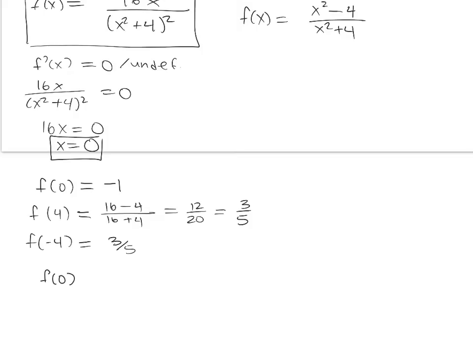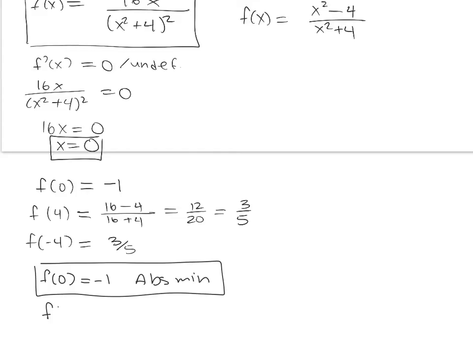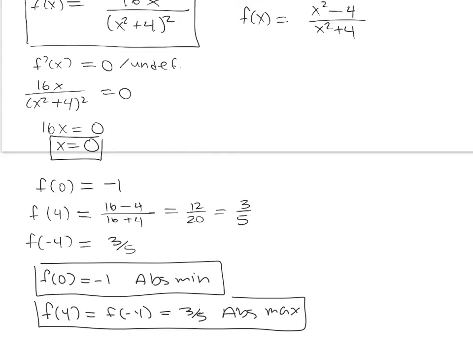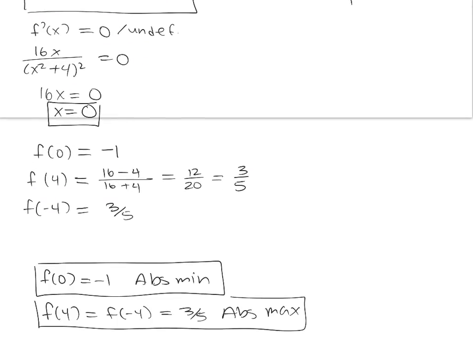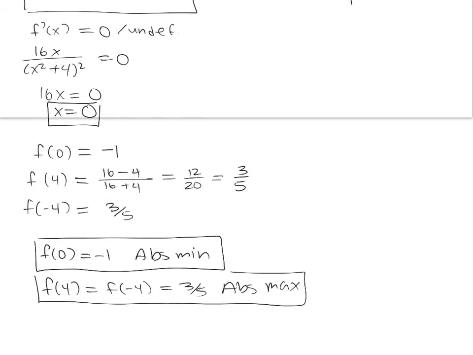So f of 0 equals -1 is the absolute min. And f of 4 equals f of -4, which is 3/5. That's the absolute max. So don't be freaked out if you get the maximum or the minimum occurring twice. It's not a problem. Especially because the minimum and maximum really just means the y value as well. This just tells you it happens in 2 locations, but I'm pretty sure the website is going to want is the y.